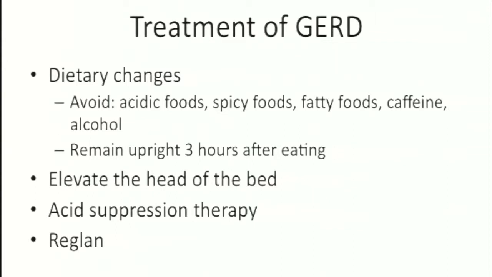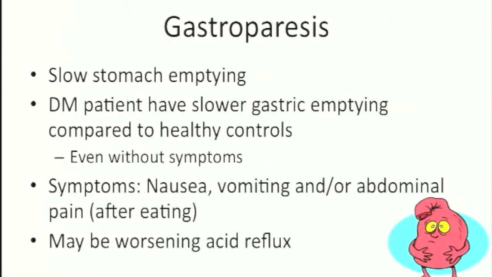Acid suppression therapy, they're all essentially the same. And sometimes Reglan or metoclopramide can help, especially if there's slow stomach emptying, and to help with the motility of the stomach. Which gets me to the next topic, gastroparesis, or slow stomach emptying.